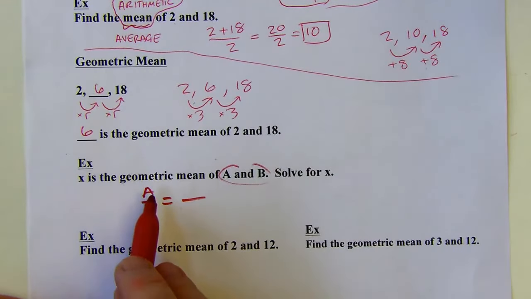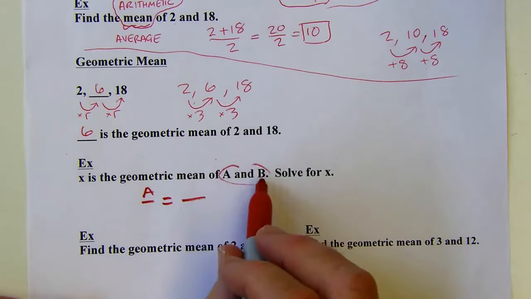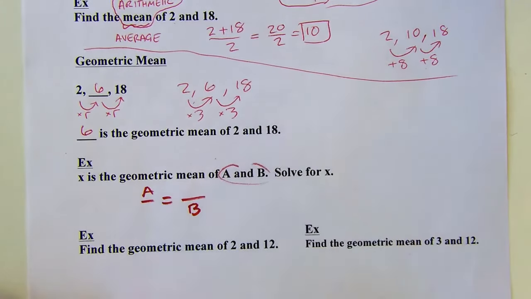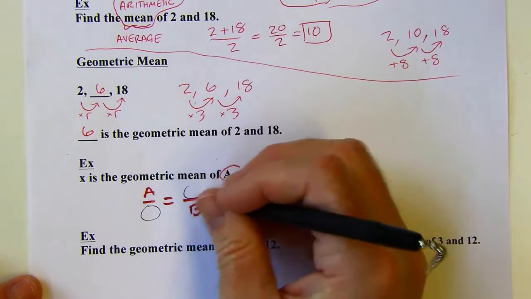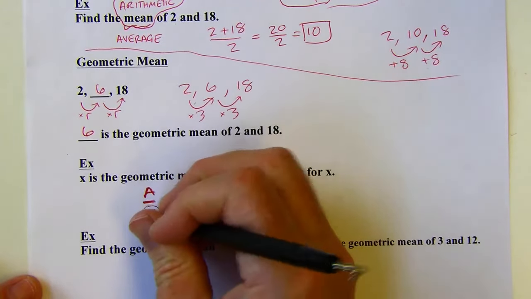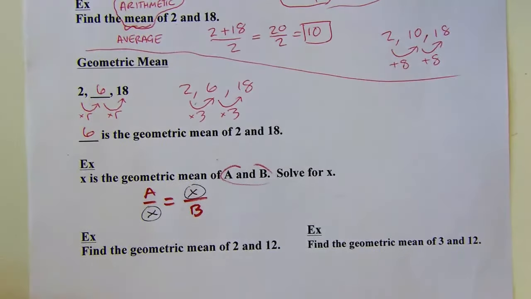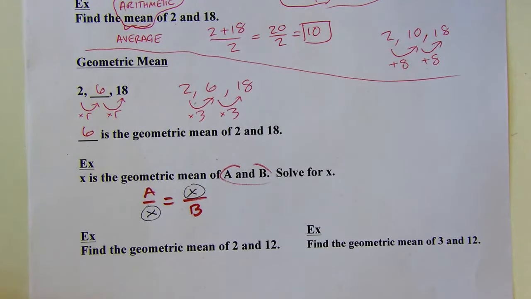Okay? I'm going to put the a in the top left corner. I'm going to put the b in the bottom right corner. So they're in diagonal corners from each other. Okay? And the part that is the geometric mean is going to go in both of the other slots. So in both of these slots, I'm going to put x. That's going to be the geometric mean. Okay? And now what we can do, we can solve for x.